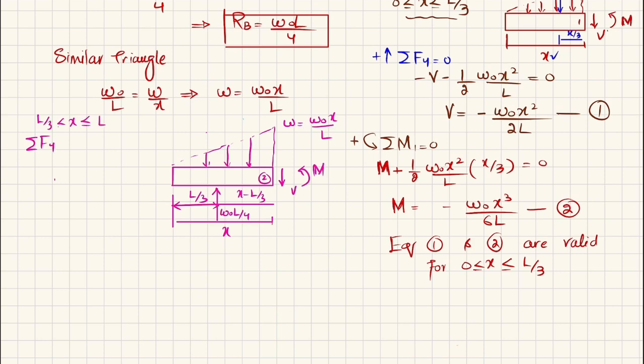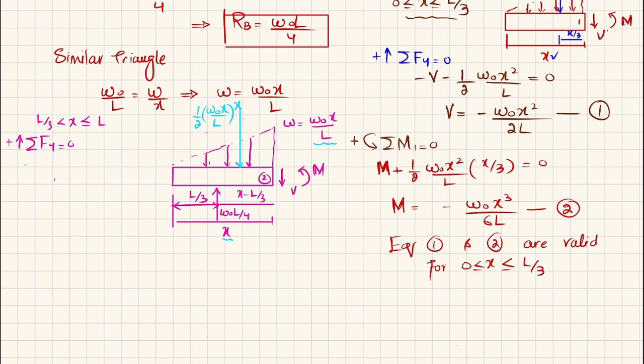So the sum of all forces along the y direction must be equal to 0, and upward force is taken as positive. You can see this is a triangular load. When converted into a point load, it will be equal to 1 over 2 times this load, which is W naught X over L, into the length over which it acts, that is X.